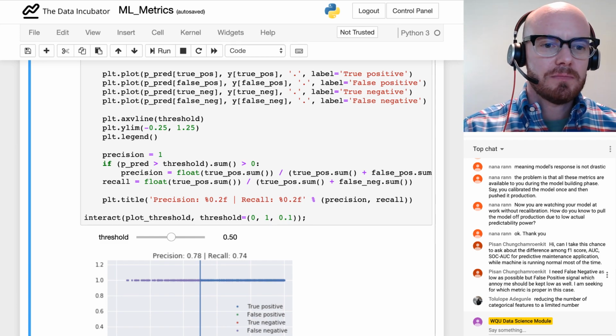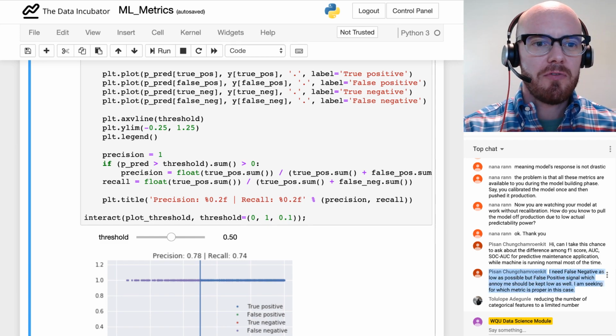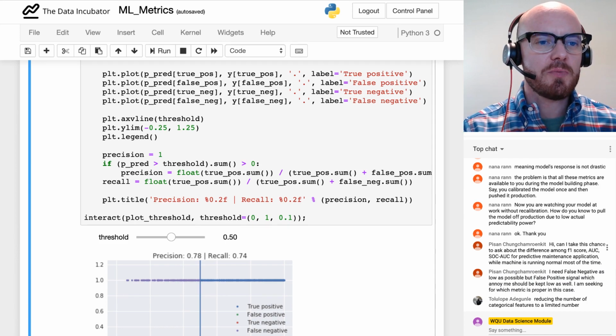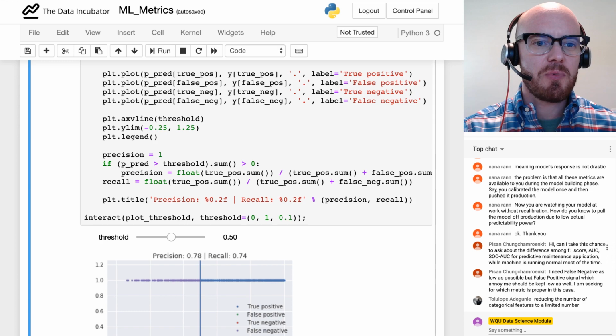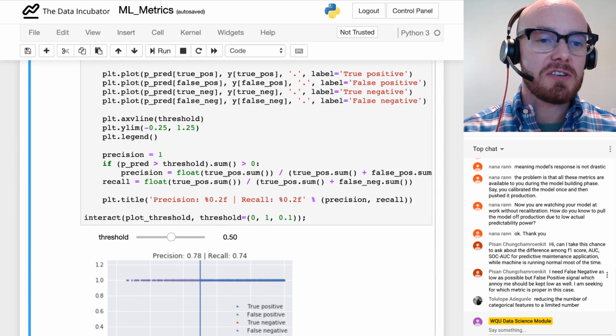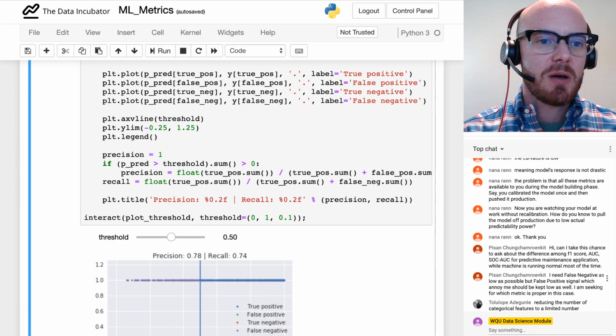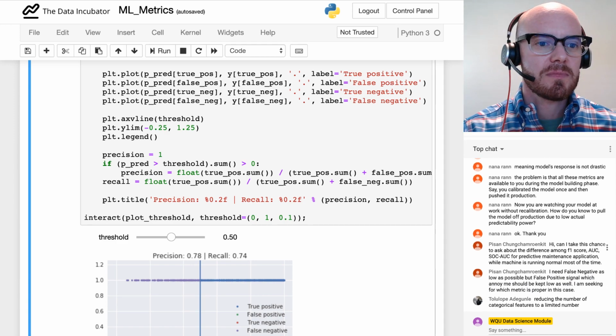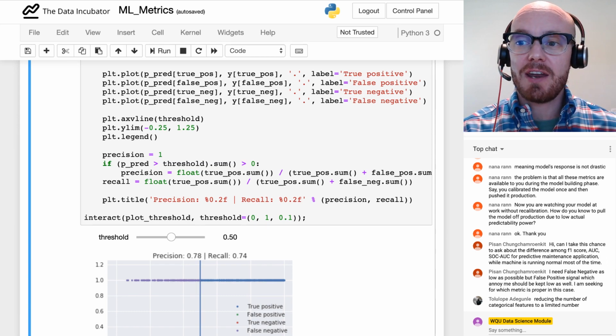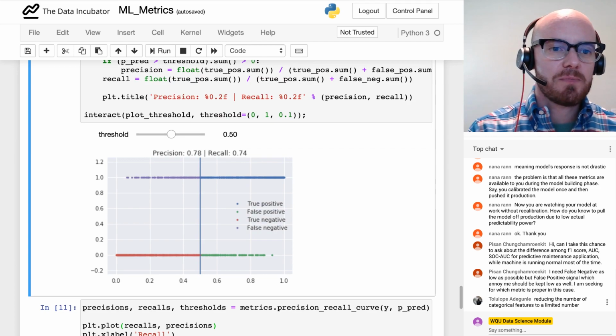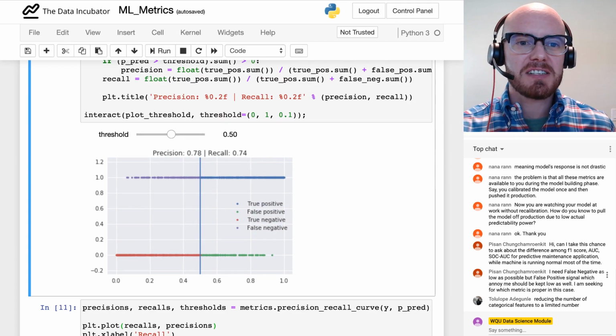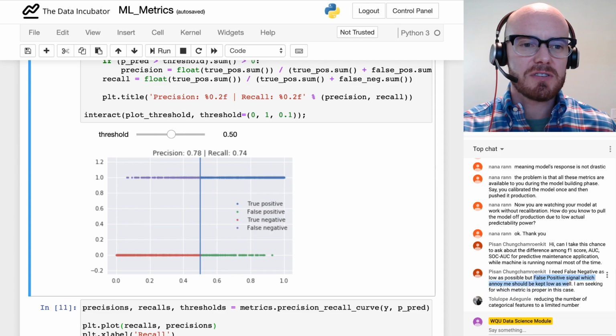Okay, so before I jump into Tolulupe's question, Pisan has come up with a related question to Nana's, which I think we can talk about quickly before we take a look at your question, Tolulupe. So Pisan says that they need false negatives as low as possible, but false positive signals that annoy me should be kept low as well. I'm seeking which metric is proper in this case.